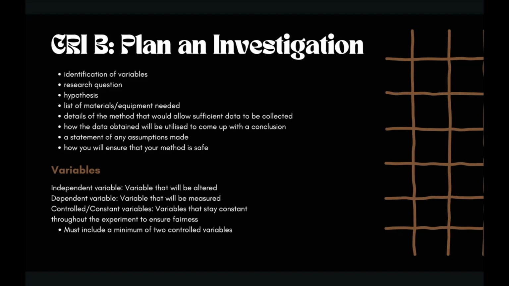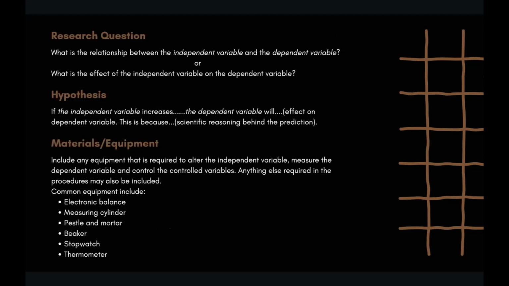And when you include controlled variables, you must include a minimum of 2 control variables. If you include one, you won't be getting the marks for including it. It's mentioned in the rubrics that you have to include 1 independent, 1 dependent, and 2 control variables.